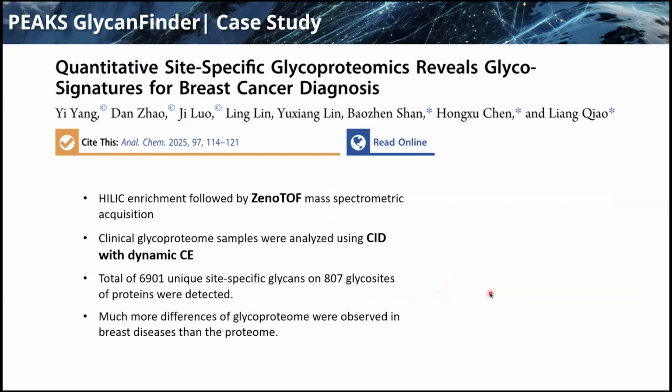And just to finish off, I would like to mention a very recent publication, 2025, by Dr. Liang Chao, who used a ZenoTOF mass spectrometer with a dynamic CE-CID and then GlycanFinder to identify glycoproteome profiles from cancer and control groups. They truly emphasize the importance of glycoproteome research, showing that much more difference in these diseased tissues or cell lines was found when looking at the glycoproteome compared to the proteome.